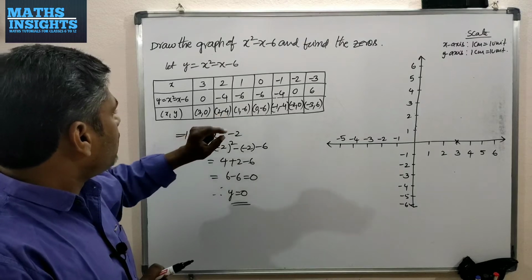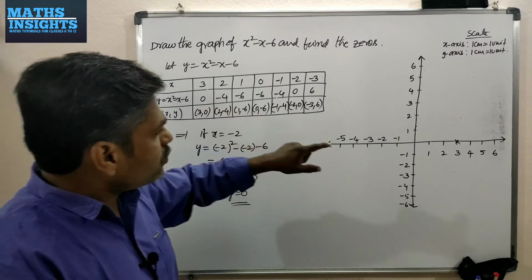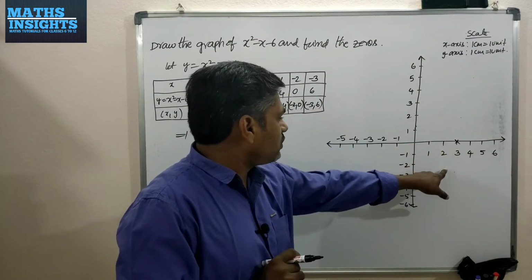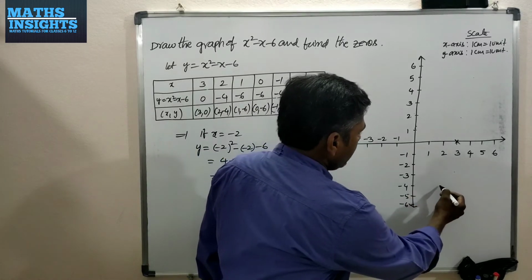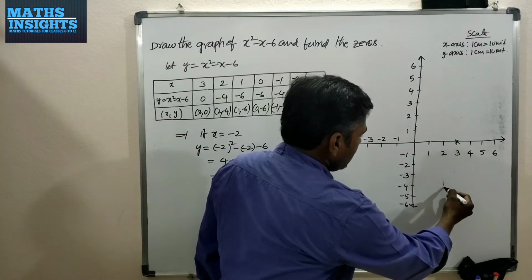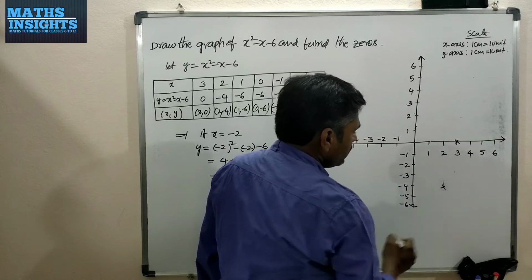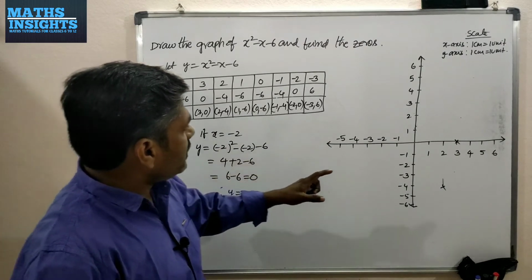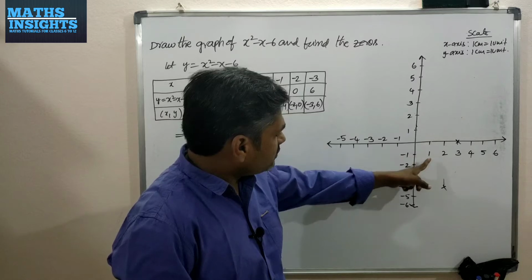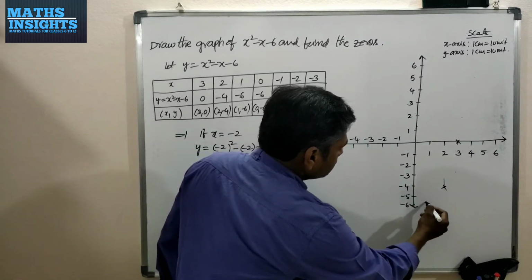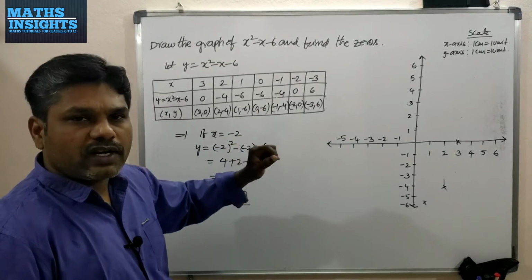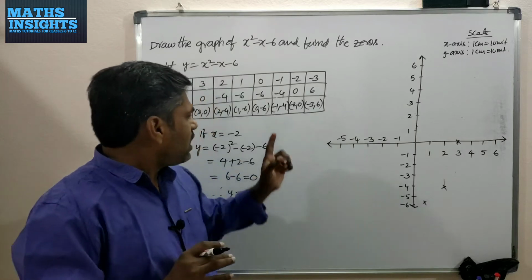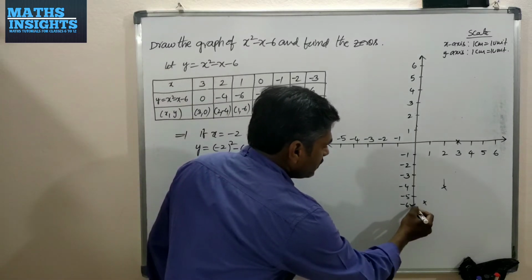And second, 2, minus 4. That means x is 2 and y is minus 4. So minus 4 means we have to come down. See, here you can find the y value as 4. So x is 2 and y is minus 4 means you have to put a point here. 1, minus 6. X is 1 and y is minus 6. So you go here. And next one is 0 comma minus 6. When x is 0, that point is on the y-axis, and minus 6. So that point will be here.